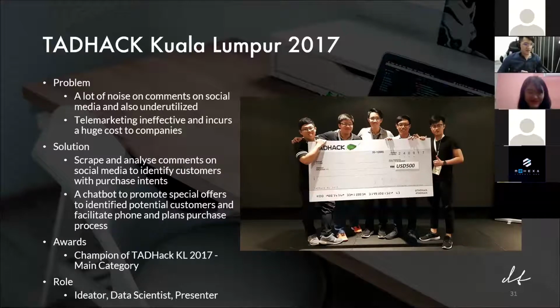And other than that, to solve this problem, I propose that the 5 of us code a solution where we scrape the comments from those social media posts, and then we identify customers with purchase intent, which means they want to buy the phone, perhaps they comment certain keywords or phrases. Then we classify them, find their names or email addresses in the database, and then a chatbot will PM them to give them personalized offers.